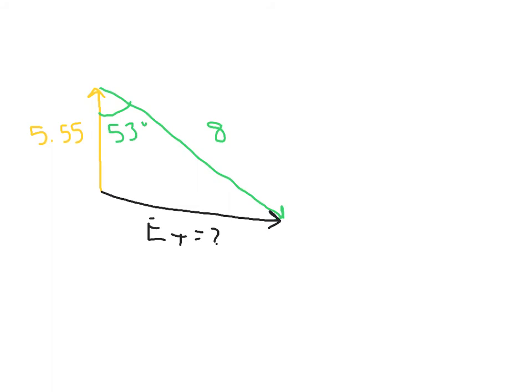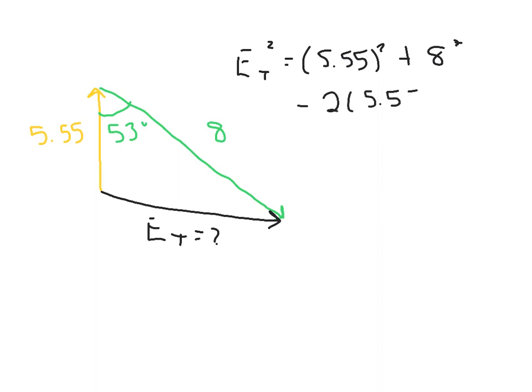I'll let you verify the math. I think I can squish it in here, but this is classic cosine law. So the E total squared is my 5.55 number squared plus 8 squared, minus 2 times 5.55 times 8 times the cosine of the angle between them. In that case, it was 53. So a little bit messy.